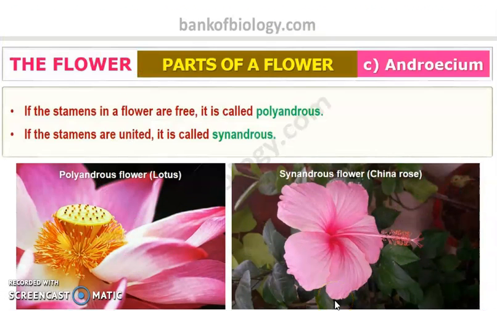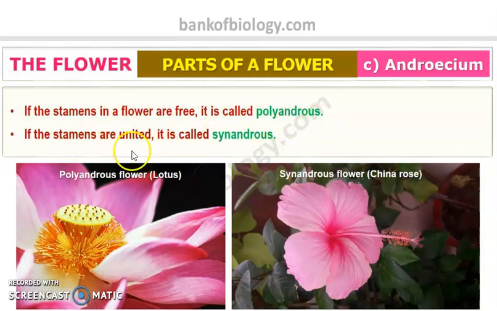So let's see how the stamens are seen united and how they are seen separately, right? I told you that either they will be united with the petal or they will be uniting with themselves. It means that the stamens themselves will start uniting in some flowers. So the stamens in a flower may either remain free, that is polyandrous. You can see it here, this is polyandrous. All these stamens are free, right? So if the stamens in the flower are free, it is called polyandrous.